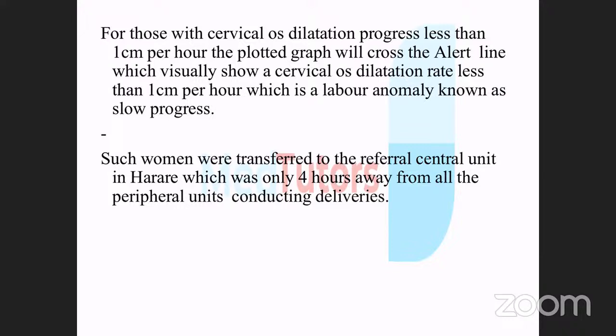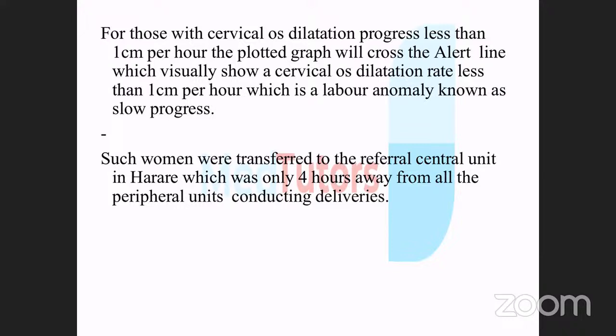On the other hand, if the labor is progressing at less than 1 centimeter per hour, it means the plot will be to the right of the alert line, which means this labor is not normal. Therefore, such patients can be referred to the next level of care. And why he chose a gap of 4 hours between alert line and action line, it was not based on any science. It is based on his own peculiarities. The peripheral hospitals were located about 4 hours from the capital of Zimbabwe, which is Harare. And his own referral hospital was in Harare.